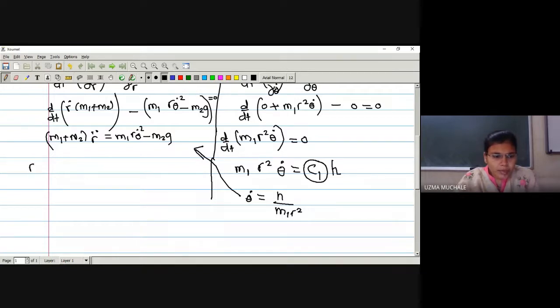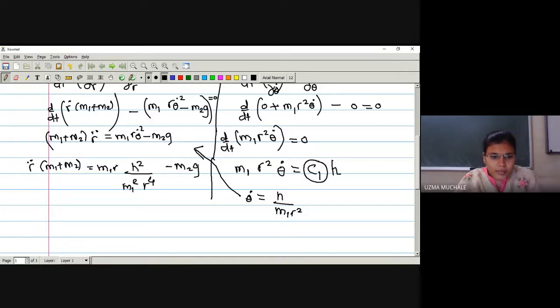As m1 plus m2 is a non-zero sum, we can divide by m1 plus m2, right? If we divide by m1 plus m2, we get the equation for r double dot. We write m1 plus m2 as it is, and then first we substitute the value of theta dot square. The value of theta dot square is h squared over m1 squared r raised to 4, minus m2g.